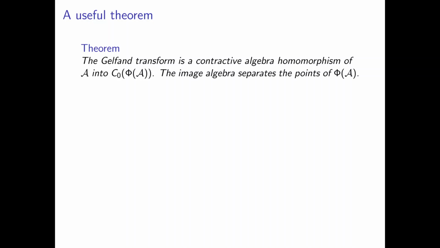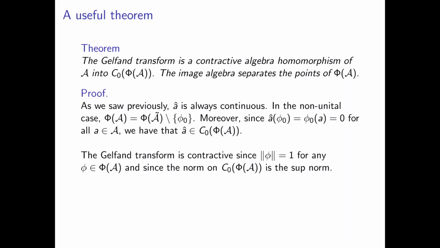And let's look at how the proof of this theorem goes. So as we saw previously, of course, this A hat is always going to be continuous. Now, in the non-unital case, we of course go over to the unitization.